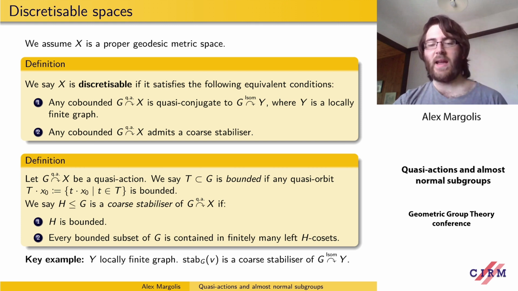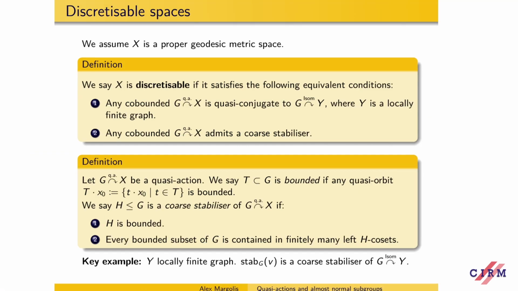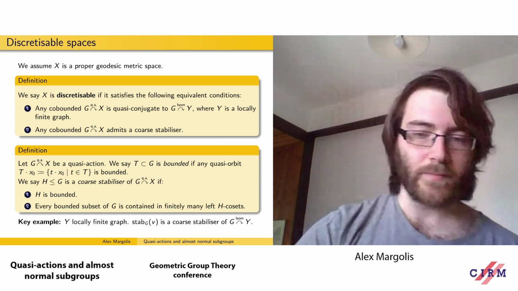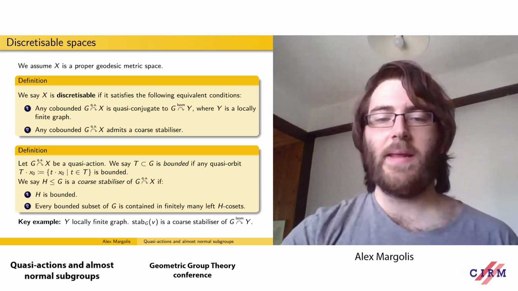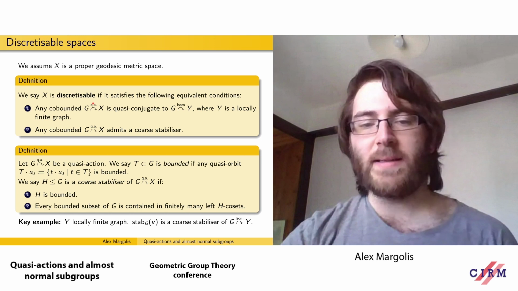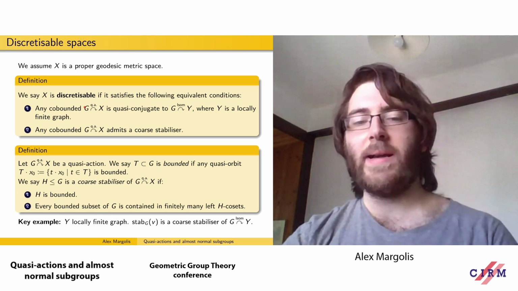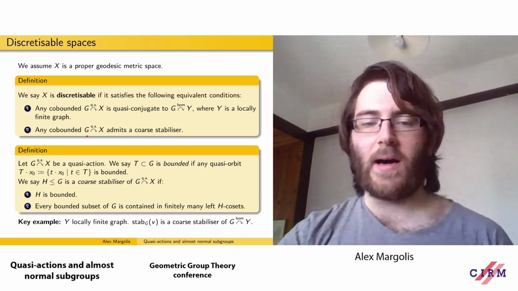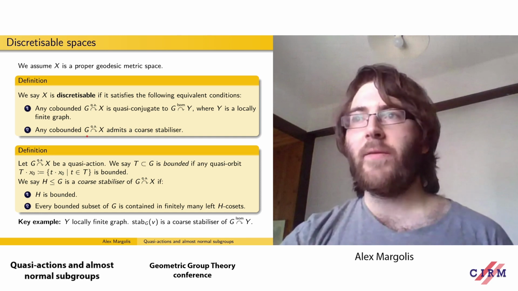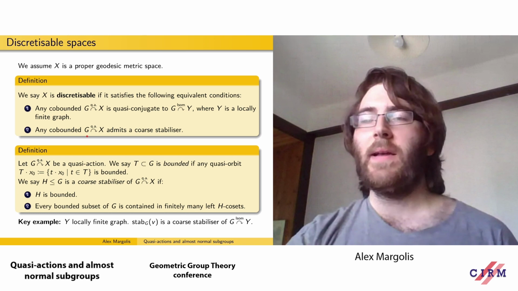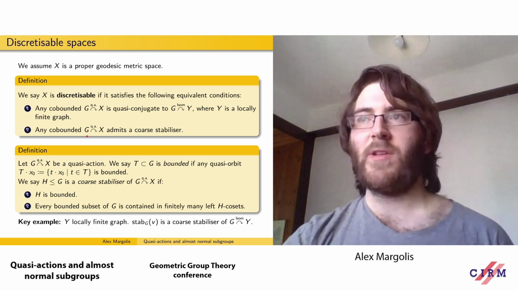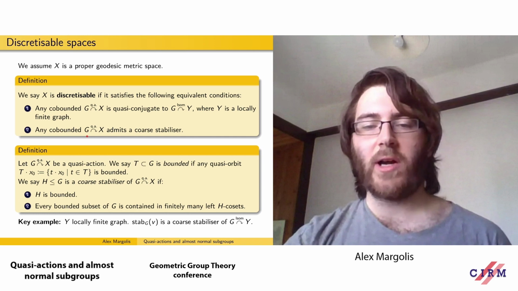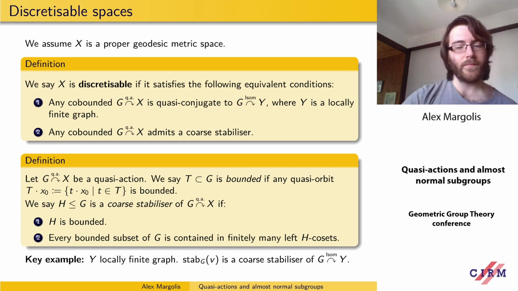And a key example is that if we have an isometric action on a locally finite graph, then the stabilizer of a vertex is going to be a coarse stabilizer of this action. And so, in the definition of discretizable spaces, this gives the 1 implies 2 direction. And it's not hard to show 2 implies 1. But going forwards, having a coarse stabilizer is really the property that we want to use, and it tells us about the structure of G. So this is really the definition that we want.